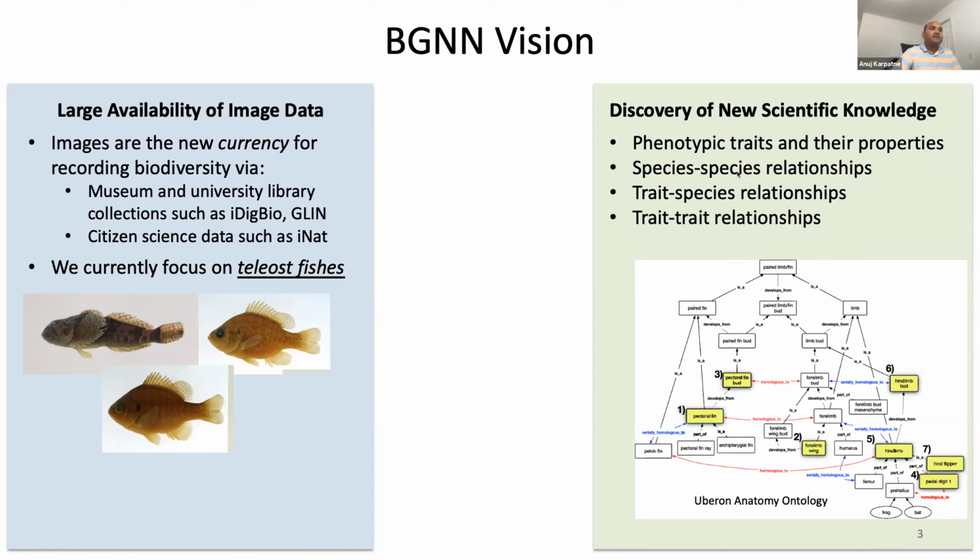We have knowledge about how the species are related to each other from the tree of life, from phylogenies. We have relationships between traits and species, and we have relationships between traits. Right? And many times, scientific knowledge in biology is expressed in the form of ontology. So here is just one example of an anatomy ontology. Right? So a lot of research is happening in collecting more image data and in discovering new scientific knowledge, right?